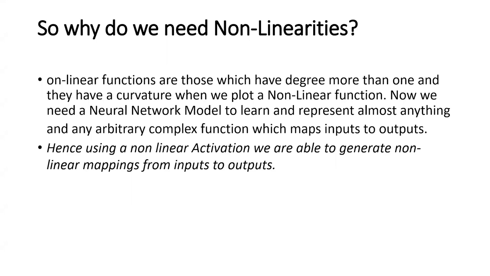Now, we need a neural network model to learn and represent almost anything, any arbitrary complex function which maps inputs to outputs. So whenever we have a curve or a non-linearity in the data, we have to use a non-linear activation function. When we use a non-linear activation, we are able to generate non-linear mappings from inputs to outputs. For example, if I have a non-linear function but I try to map the points with a linear function, it will not work. So you have to use a non-linear function for non-linear data.